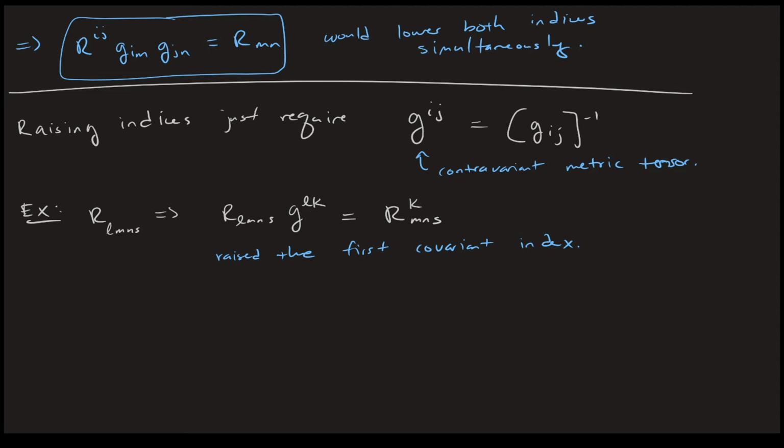So that's more or less how we raise and lower indices. We just multiply by the covariant metric tensor if we want to lower an index, or we multiply by the contravariant metric tensor if we want to raise an index. Again, the contravariant metric tensor is just the matrix inverse of the original metric tensor that we defined. Cool. Questions?